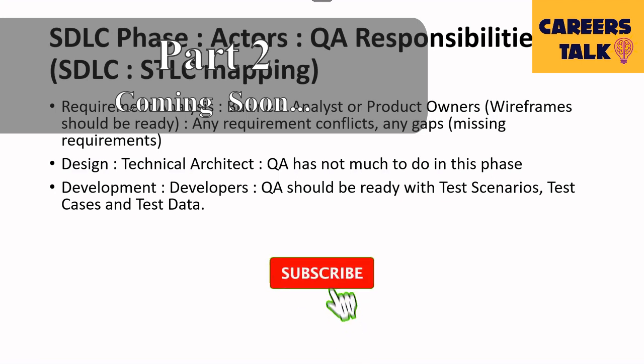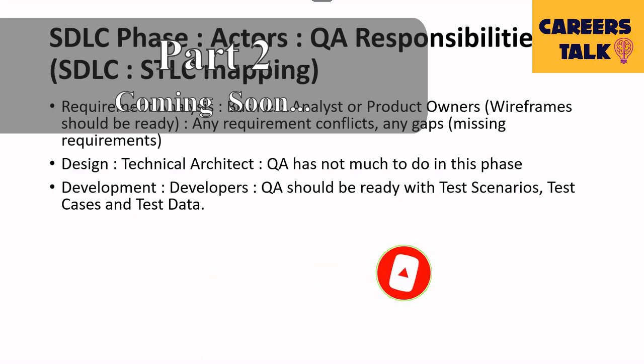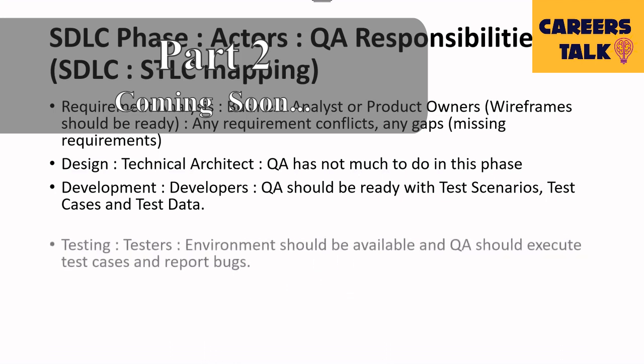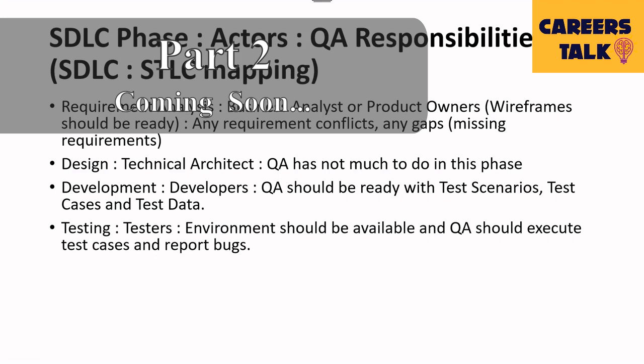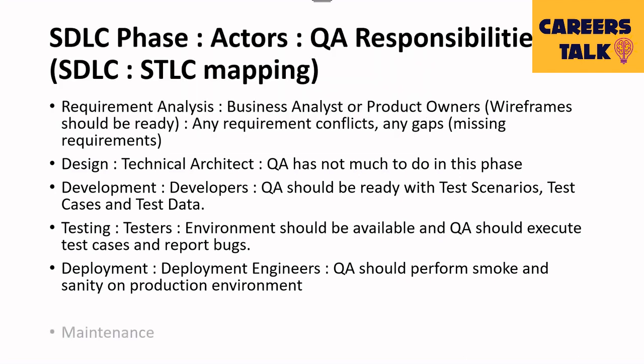Of course, make sure that the environment is stable. And how do you make sure the environment is stable? You run your smoke and sanity test cases on that environment, right? Now, the testing phase comes. Who does it? Of course, testers, right? And the environment should be available, and QA should execute test cases and report bugs. Deployment engineers are going to do that. He or she is going to deploy our code into different servers. And as QA engineers, we need to perform smoke and sanity tests to make sure the critical functionalities of the applications are working in that environment.